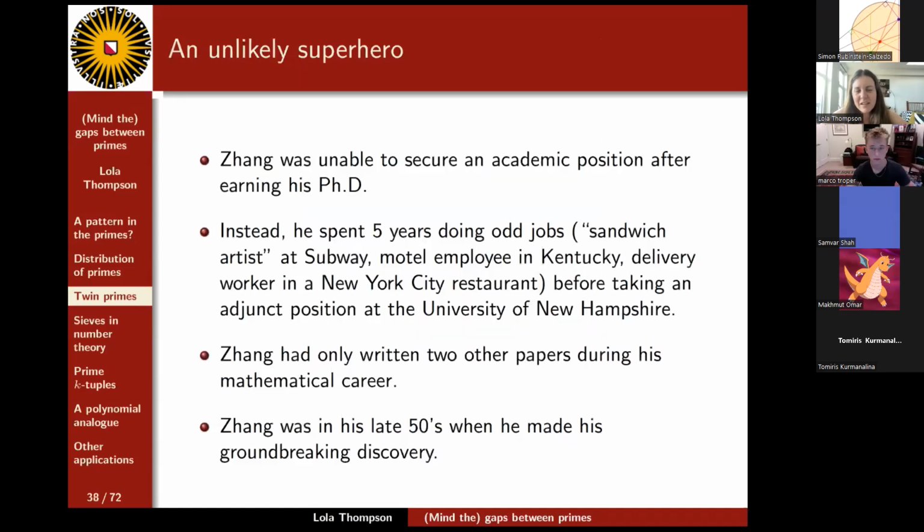And it's an interesting story, because he wasn't your typical high-profile mathematician. First off, he was unable to secure an academic position after earning his PhD, and so he ended up doing a bunch of odd jobs instead. He worked as a sandwich artist at Subway. He worked as a motel employee in Kentucky. He also delivered food for a restaurant in New York City. And then eventually he took a position as an adjunct professor at the University of New Hampshire.